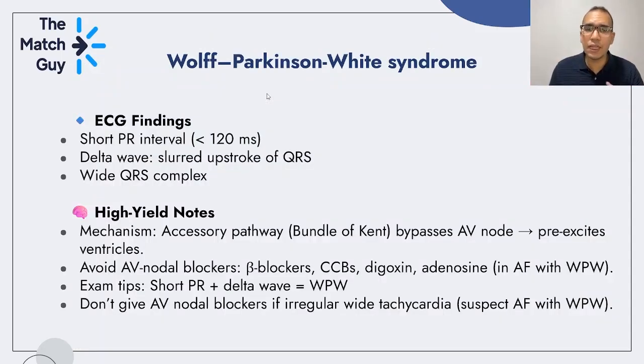Now, on exams, the most important thing that's asked about that is that you need to avoid drugs that block the AV node in people with this condition. Drugs like beta blockers, calcium channel blockers, adenosine, or digoxin. Okay, and the definitive treatment for this is to ablate the accessory pathway, just like we did in Atrial Flutter. You ablate the accessory pathway.